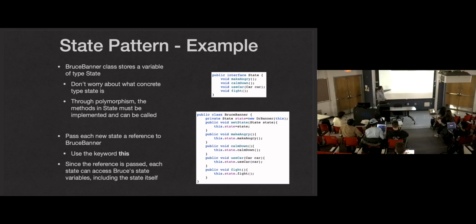And each state needs a reference to Bruce Banner. That's very important, worth repeating a few times. This gets passed to Dr. Banner, so that state has a reference to the object to which it's attached. So the object, Bruce Banner here, calculator on your assignment, has a reference to its current state, and its current state has a reference to it, the object to which it's attached. They have references to each other.